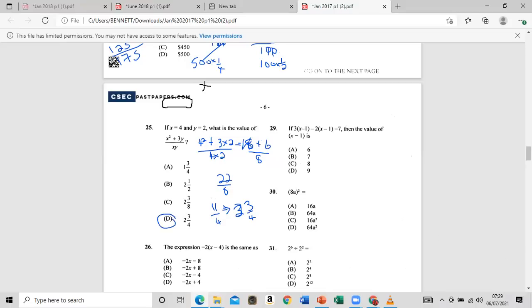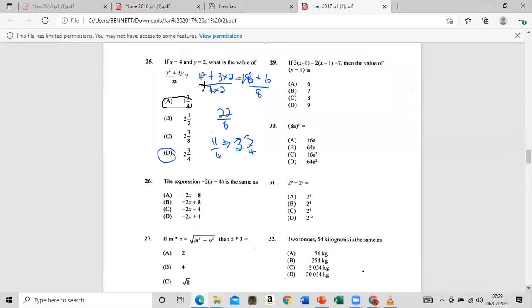All right, 26. The expression negative 2 bracket x minus 4 is the same as, so negative times x gives us negative 2x. Negative times a negative is positive. There's a point on here, you know, guys. But I write this one out, right? Some people work better by seeing it, so I cater for everyone.